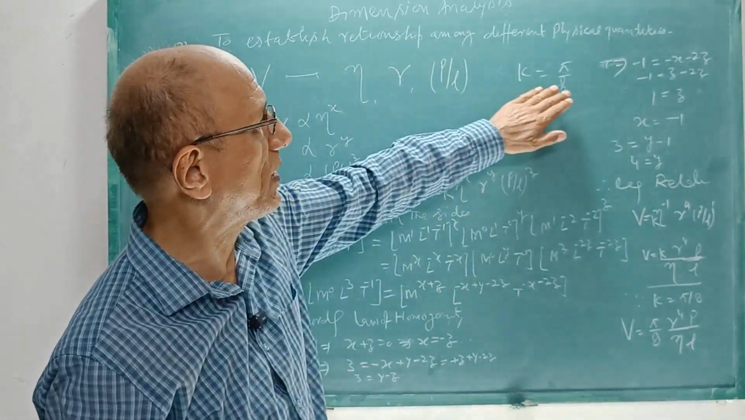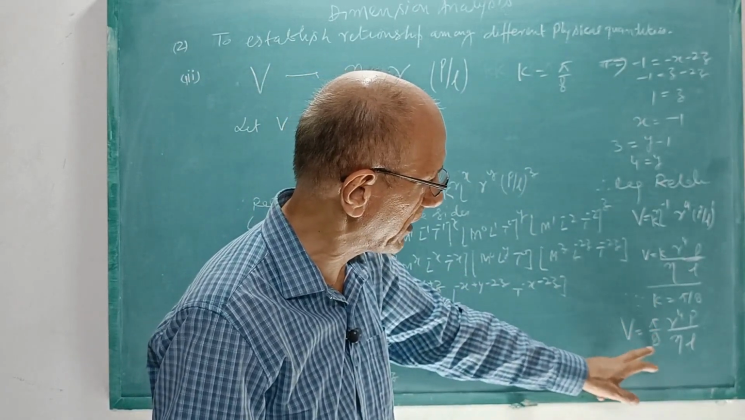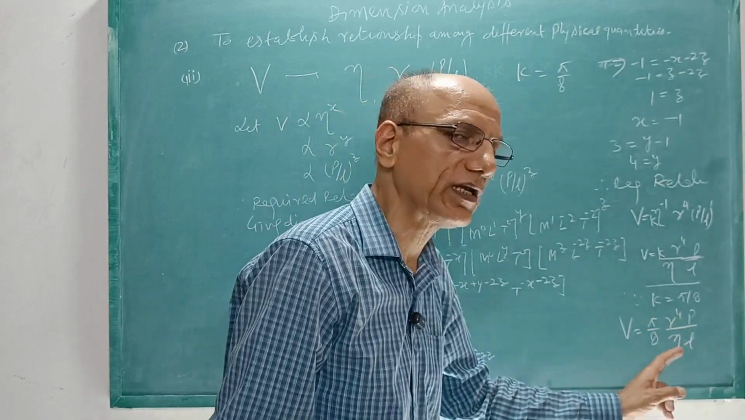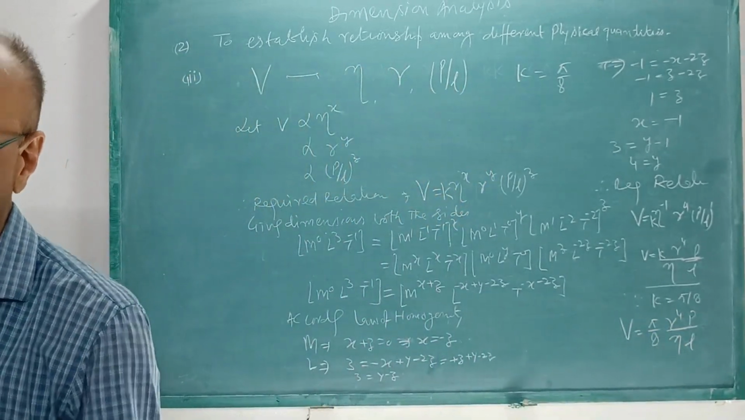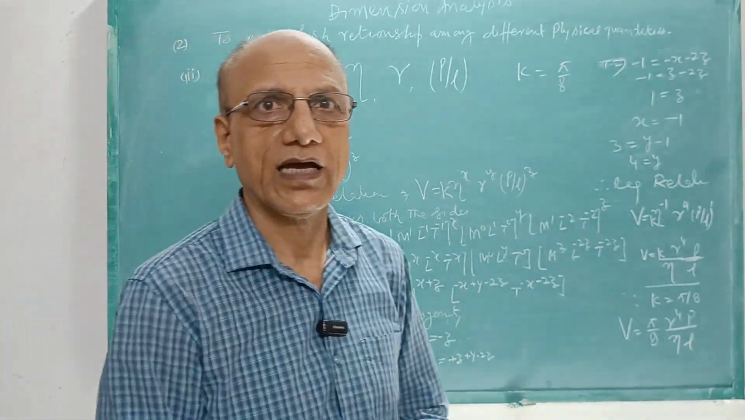Since we are given k equals pi by 8, we will have one more step. So V equals pi by 8, r to the power 4, p upon eta l. So this is the way how these problems are to be attempted.